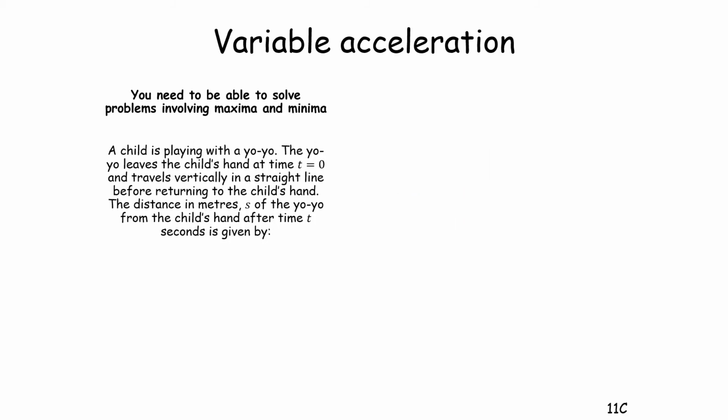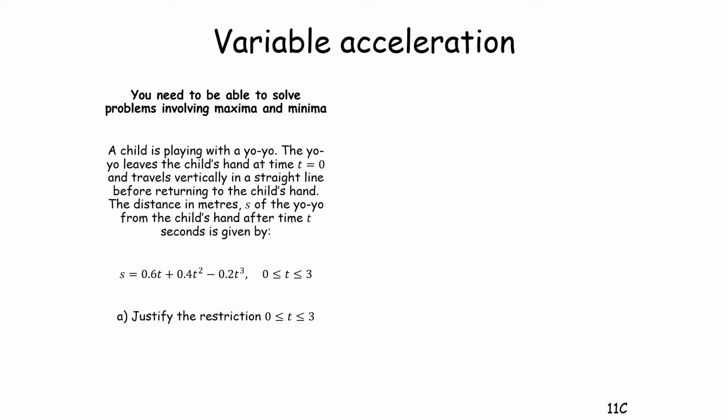So let's look at this example here. A child is playing with a yo-yo. The yo-yo leaves the child's hand at time t equal to 0 and travels vertically in a straight line before returning to the child's hand. The distance in meters s of the yo-yo from the child's hand after time t seconds is given by s equals 0.6t plus 0.4t squared minus 0.2t cubed. So we're looking at t between 0 and 3.